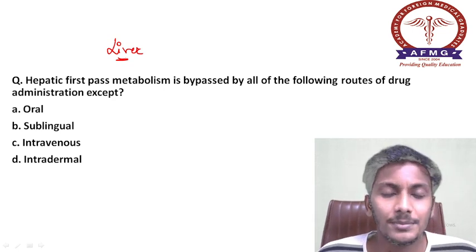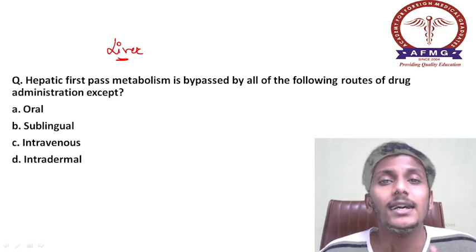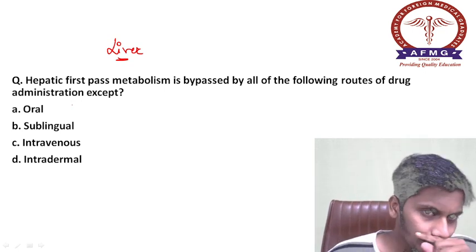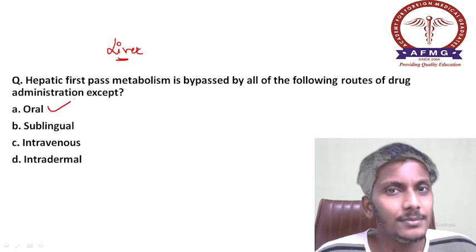So hepatic first pass metabolism is bypassed by all of the following routes of drug administration. मतलब if we actually tend to give an oral drug, there would be hepatic first pass metabolism, right?